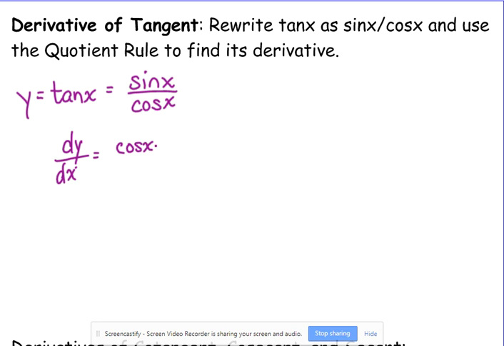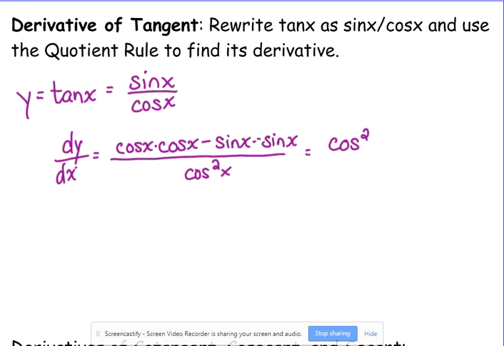Low d high minus high d low all over low squared. Okay, so what we've got here is cosine times cosine is cosine squared of x. Negative sine times negative sine is sine squared of x. And that's all over cosine squared of x.